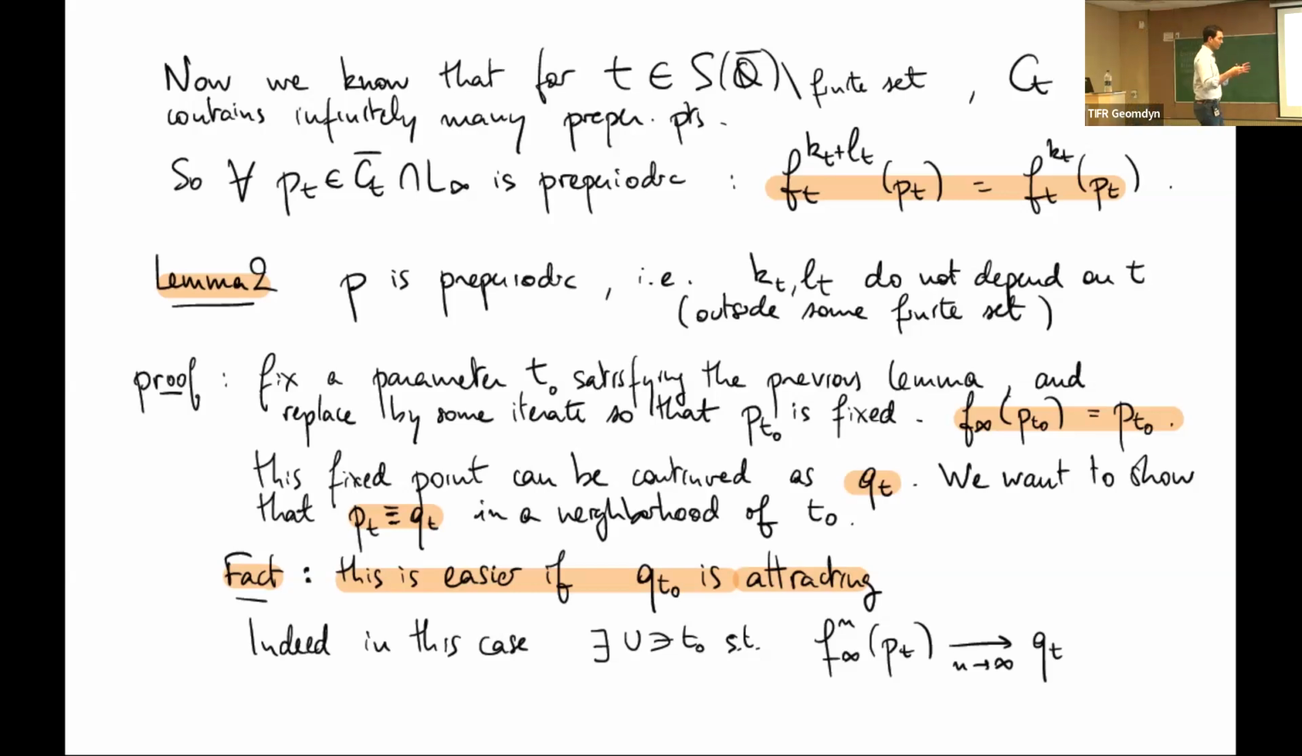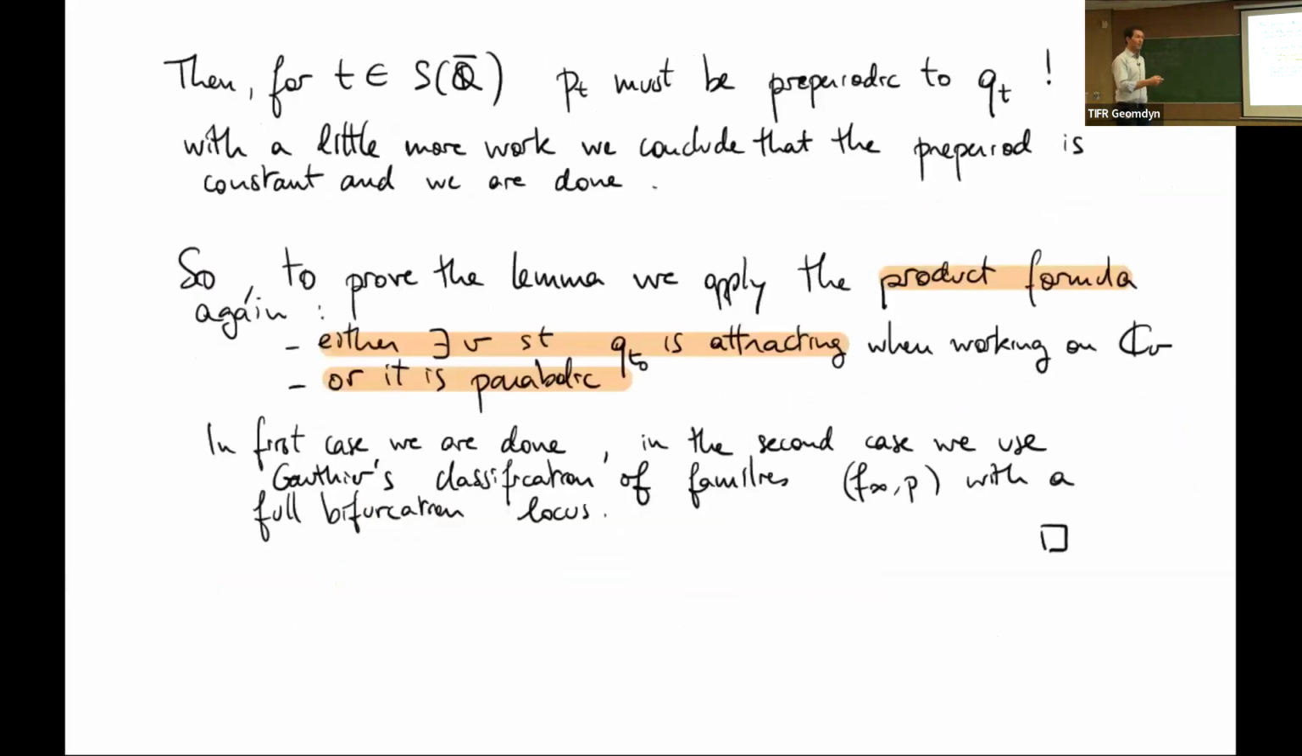Also, if you think about it, in the basin of an attracting point, if you're sufficiently close to the attracting point itself, there's only one preperiodic point, which is the attracting point itself. So that's the proof for the attracting case. When at t0 the point qt0 is attracting, then you're okay. And then again, we apply the same product formula argument.